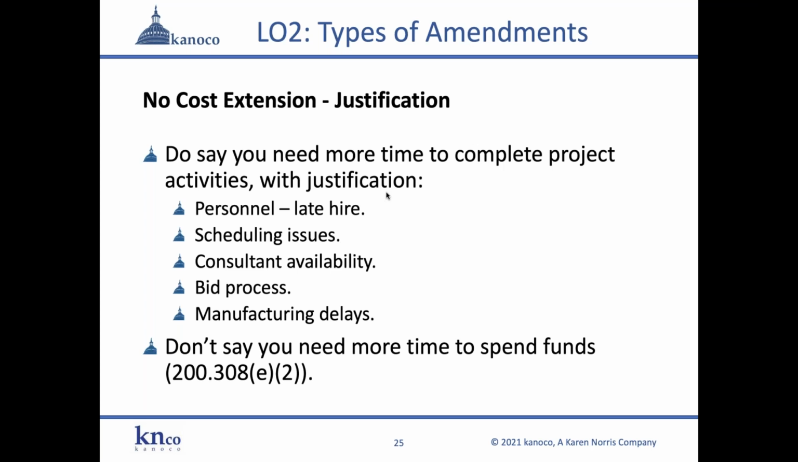Again, the bid process may take a long time. The bid process might have been under or over your budgeted. There could be all kinds of bumps in the road with a bid, or there could be manufacturing delays. So this is not an all-inclusive list, but I've given you some examples to consider, to give you some ideas about what you would need to say for a justification. Whatever you say when you're asking for a no cost extension, you do not want to say you need more time to spend the money.